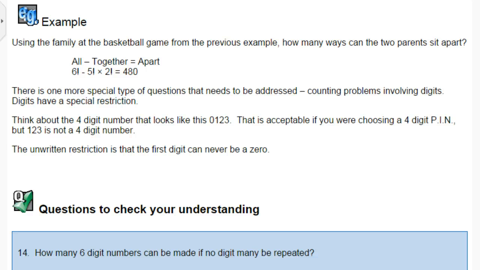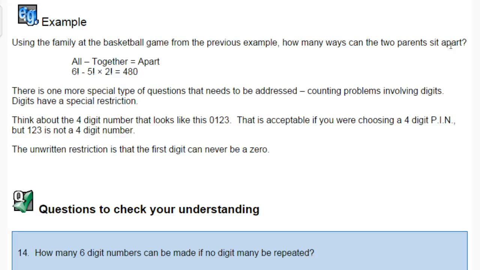So let's use the example of the basketball game in the family of 6. Now in this case, our restriction will be how many ways can the parents sit apart? If we were to do it directly, we would end up with a very messy solution. It would take forever. So instead, we're going to figure out how many permutations there are total, and then we're going to subtract the number of permutations where the parents sit together. It's easy to do together because the parents sit together as a block, as a single unit, and they behave as a single unit. Whereas if you sit them apart, you end up with a very messy situation.